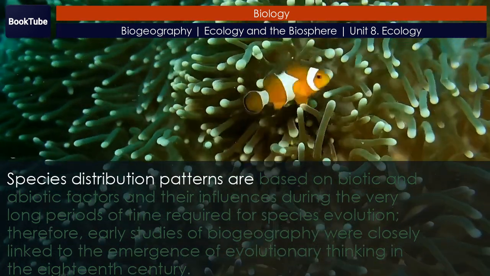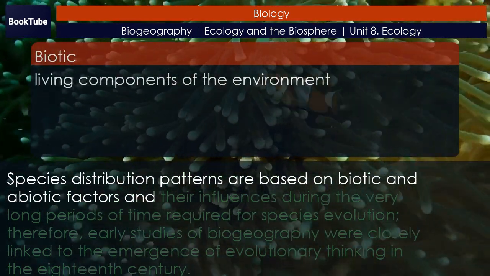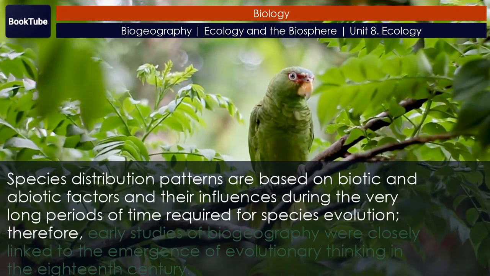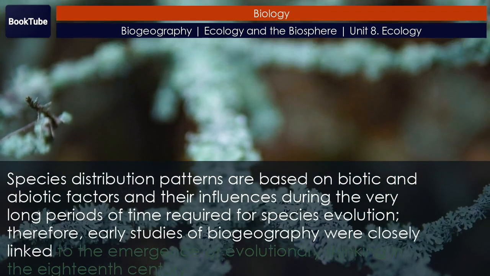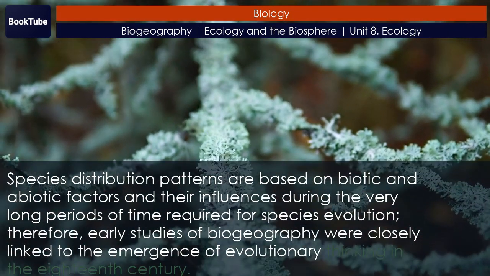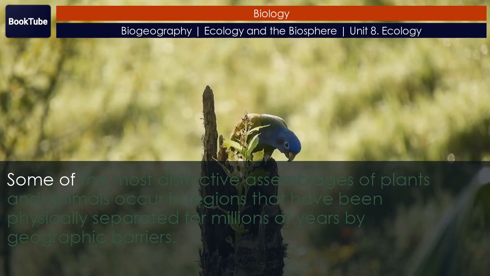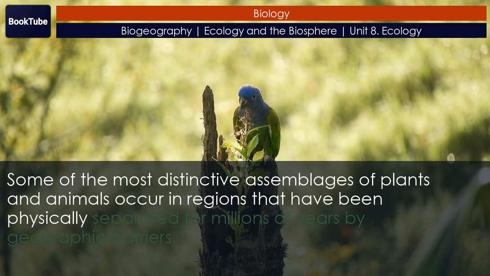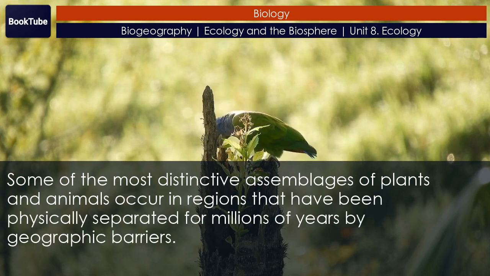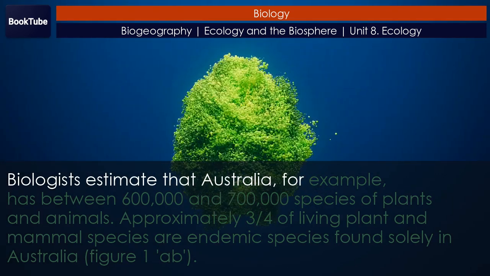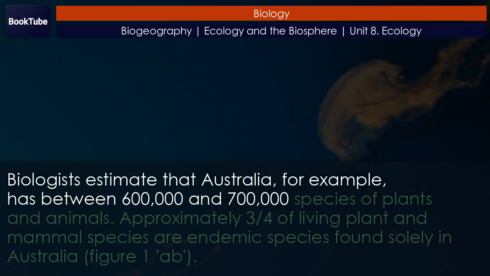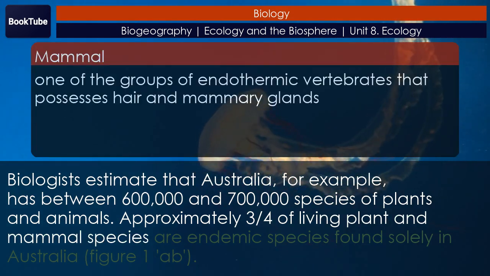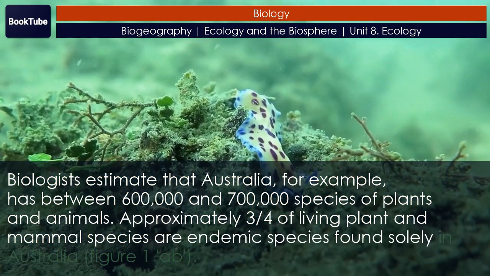Species distribution patterns are based on biotic and abiotic factors and their influences during the very long periods of time required for species evolution. Therefore, early studies of biogeography were closely linked to the emergence of evolutionary thinking in the 18th century. Some of the most distinctive assemblages of plants and animals occur in regions that have been physically separated for millions of years by geographic barriers. Biologists estimate that Australia, for example, has between 600,000 and 700,000 species of plants and animals. Approximately 3/4 of living plant and mammal species are endemic species found solely in Australia.